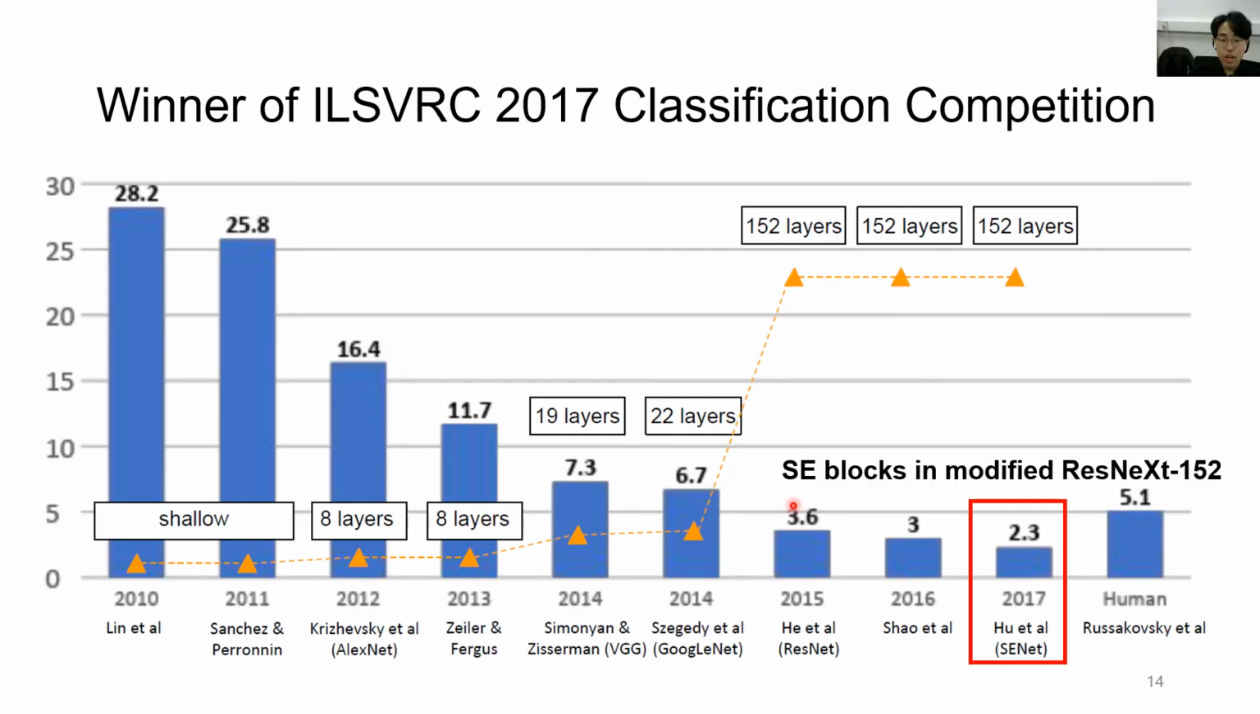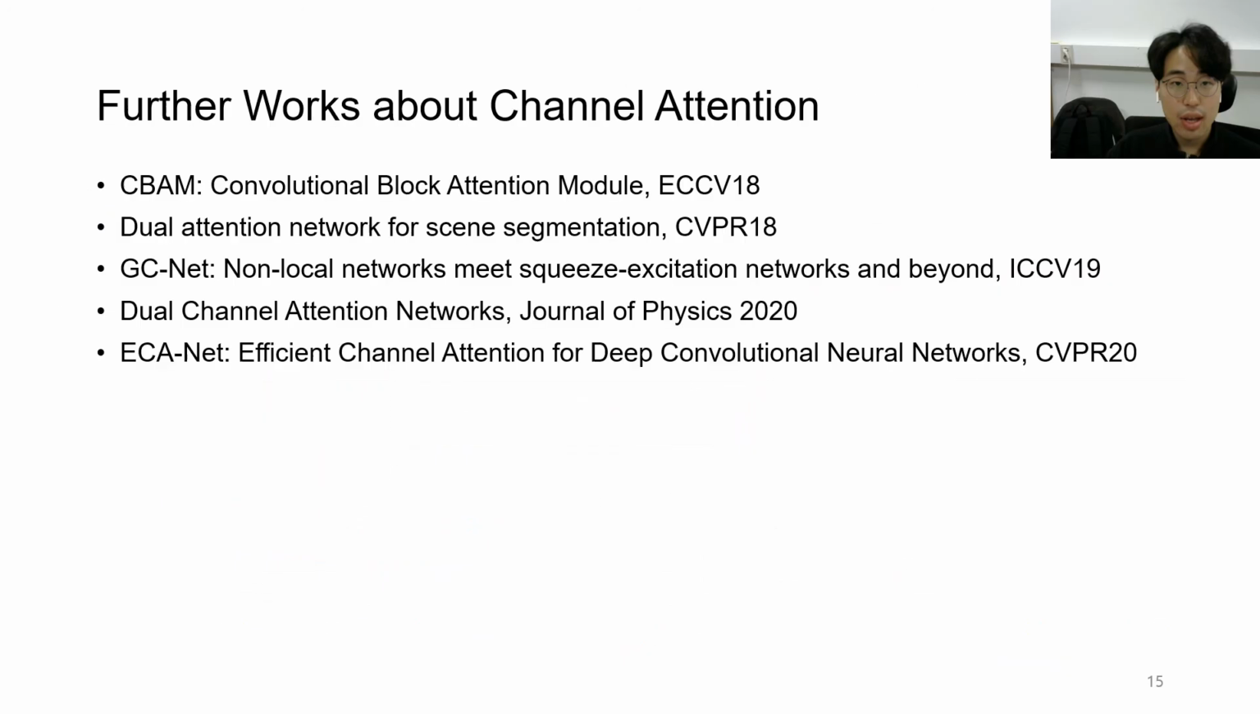Lastly, by integrating SE blocks into a deep ResNeXt baseline, the authors won the classification competition of 2017. In conclusion, the SE block is a lightweight module that can benefit most CNN baselines by introducing an explicit channel attention using global spatial features. There is research on more efficient channel attention modules with various approaches for those who are interested.